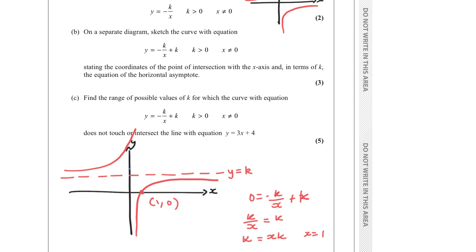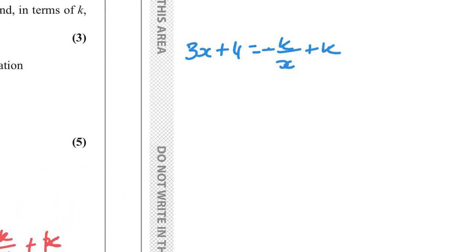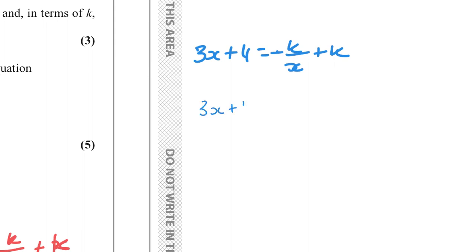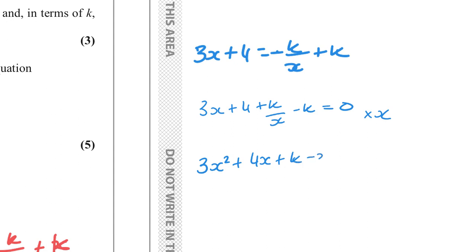Now, if they do not intersect, it means they don't have any solutions. So when we equate them, we know that our b squared minus 4ac must be less than 0. So let's put them equal to each other. So 3x plus 4 equals minus k over x plus k. Okay? So if I move everything to the left-hand side, and then now I'm going to multiply everything by x because we have a hidden quadratic. So 3x squared plus 4x plus k minus kx equals 0.